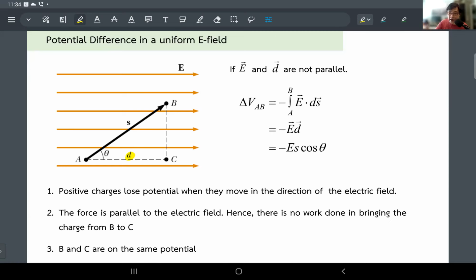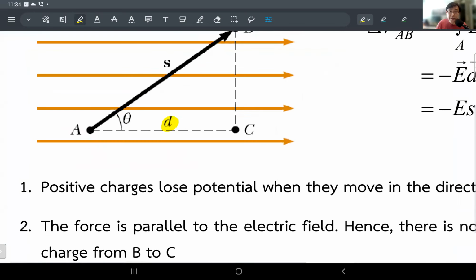Okay, let's give it a shot. Let me ask you this. What is the potential difference from A to C? Think logically. A and C, which one has a higher potential?